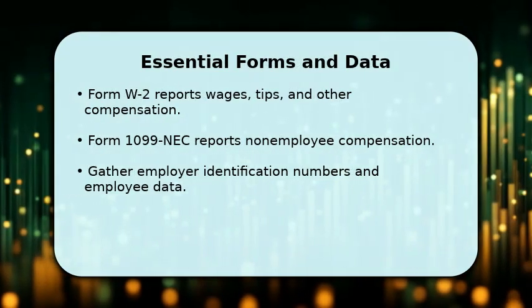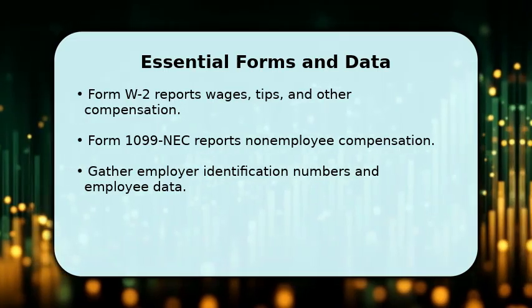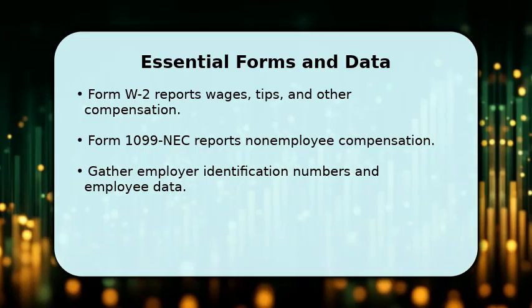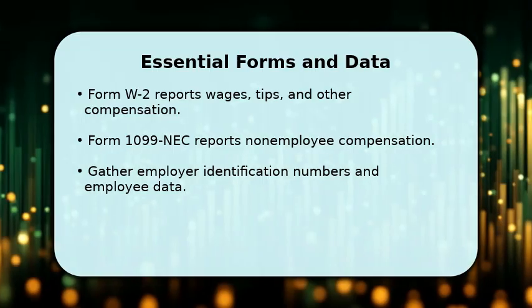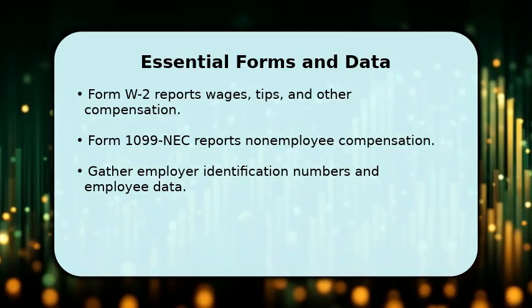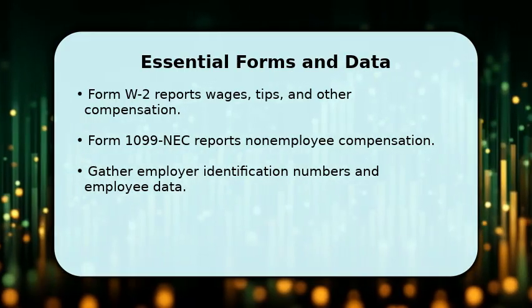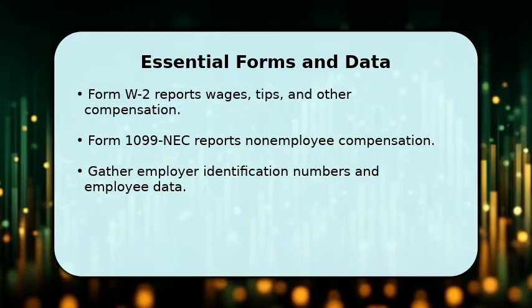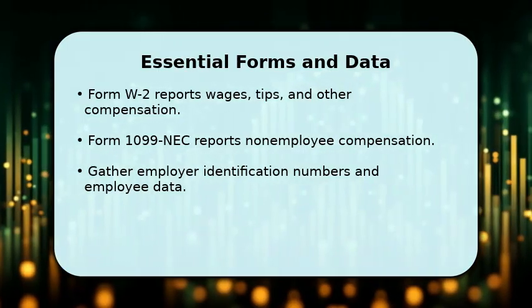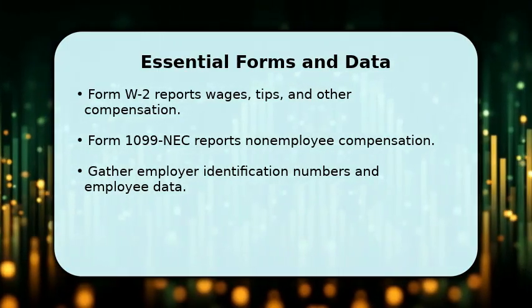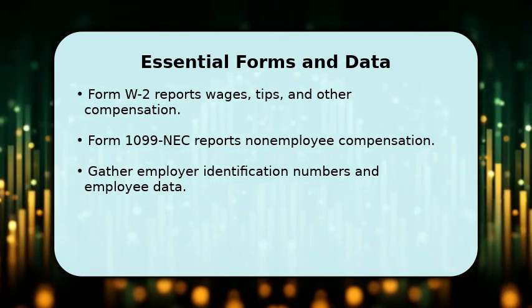Form W-2 is used to report wages, tips, and other compensation paid to employees, along with taxes withheld. For independent contractors, Form 1099 NEC reports non-employee compensation. It's vital to accurately gather all employer identification numbers, employee or contractor names, addresses, and social security numbers. Double-check that all income and tax withheld amounts are precisely recorded before proceeding.